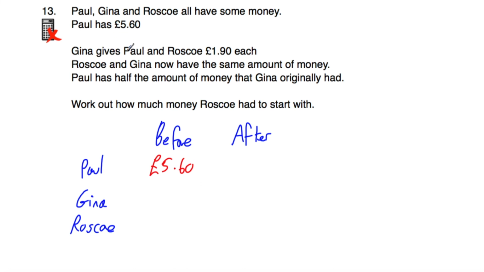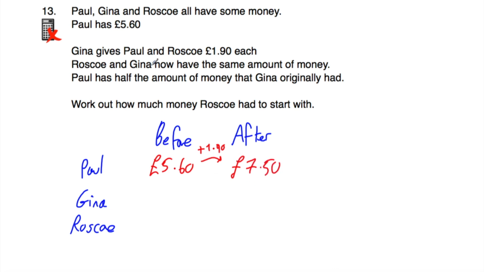Now Gina gives Paul and Roscoe £1.90 each. So Gina gives Paul £1.90 and she gives Roscoe £1.90. So we can work out how much money Paul would now have because he's been given £1.90, so plus £1.90, and £5.60 plus £1.90. Well, if we add £2, that's equal to £7.60. So adding £1.90 would be equal to £7.50. So Paul now has £7.50.